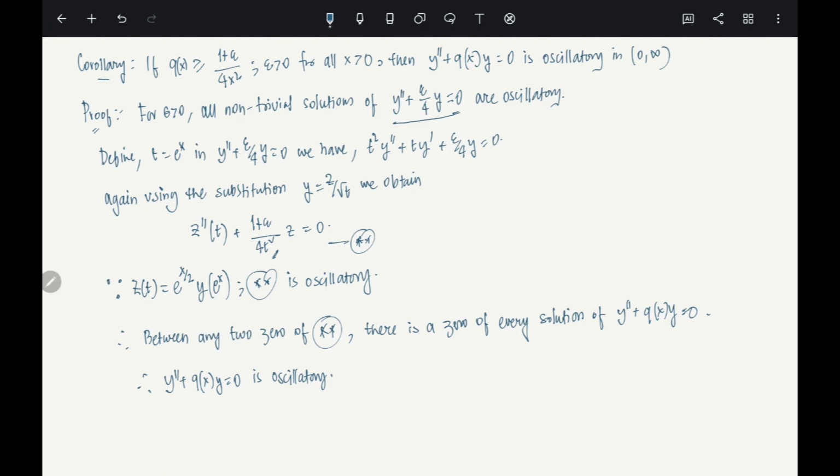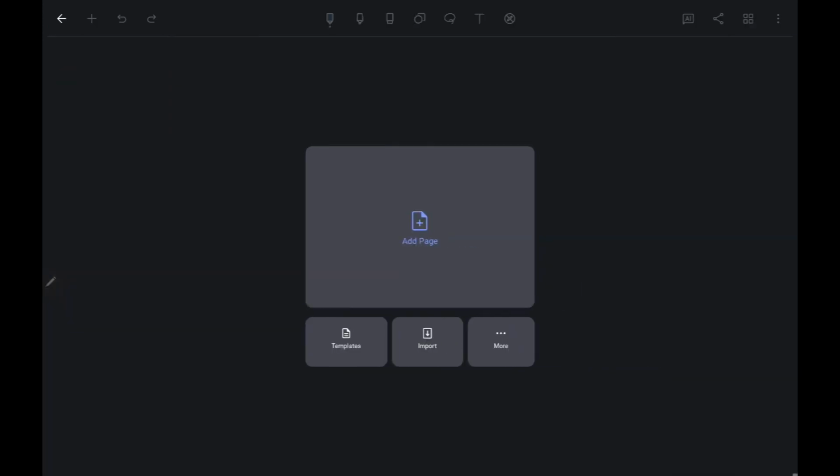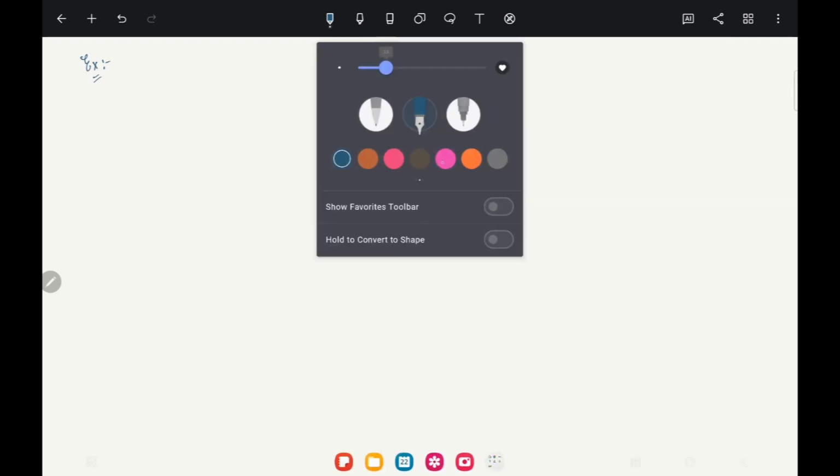Okay. Now let's look at some examples also. Let's look at some example. Let me put it in red. I am going to use this example in a lot of different places in this course, so I want you to understand this example.